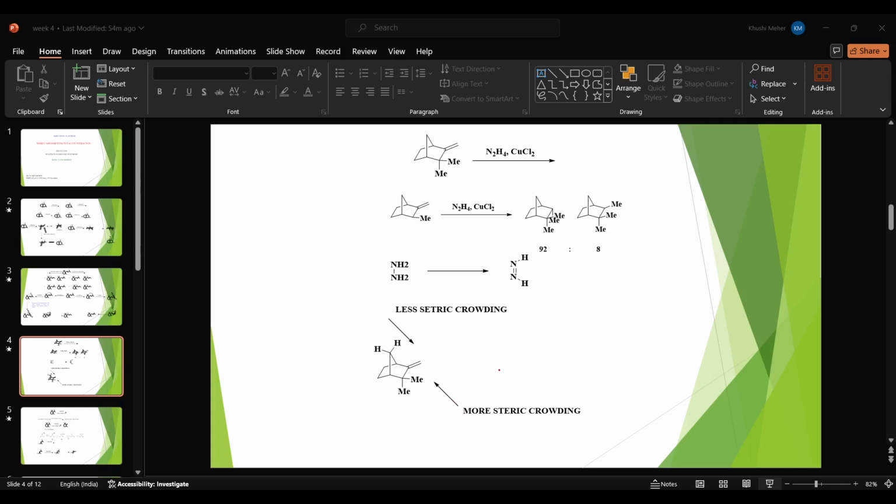For more details you can check the Carruthers book, where the journal citation is given so you can check how they got this product. They also got some alkene byproduct, but majorly they got this cyclic product. So this is the condition when you have an alpha-beta unsaturated ketone: you will get either an isomeric alkene or a cyclic alkane.